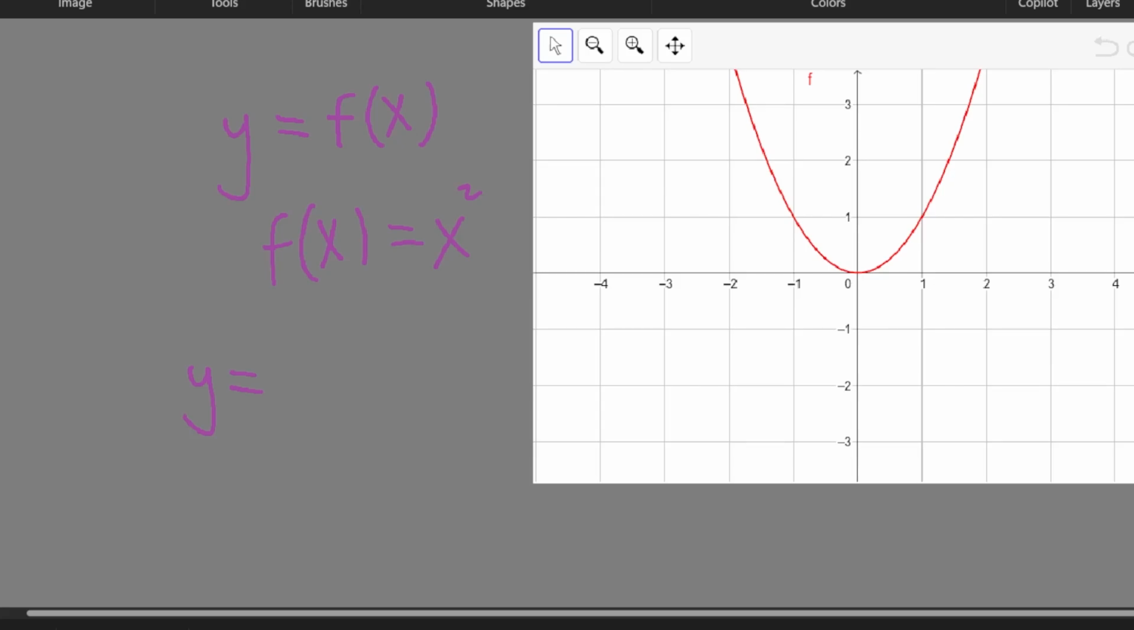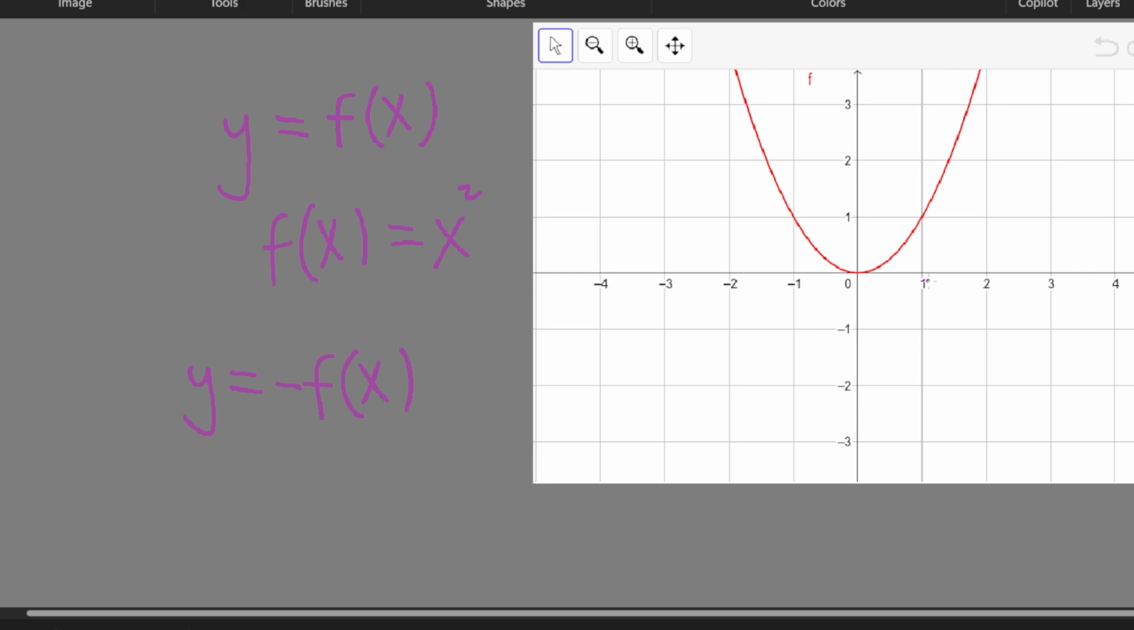So we know what happens when you add outside the function and subtract inside the function, but what happens when you start multiplying or dividing? Look at this. f of x is equal to x squared, and y is equal to f of x. So what happens when we multiply f of x by -1?